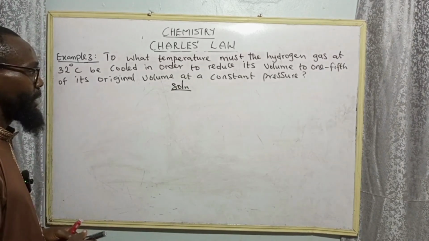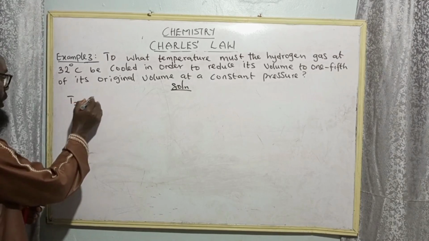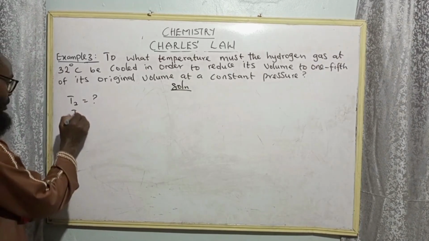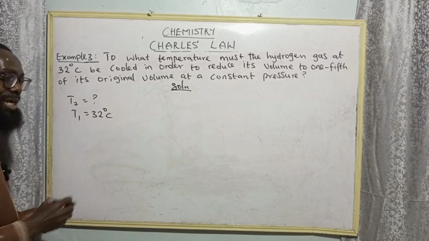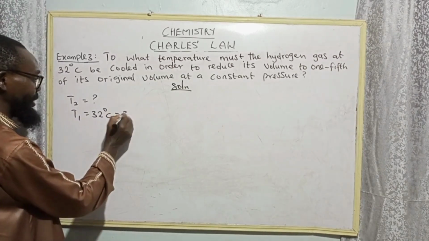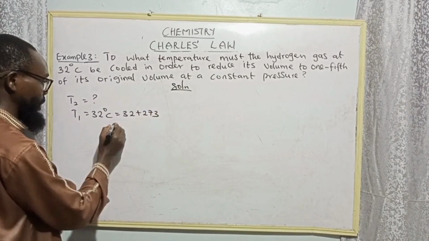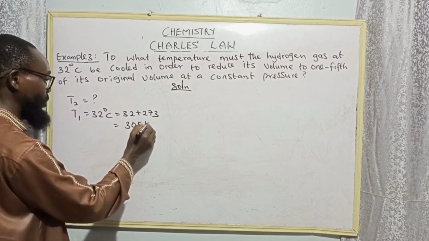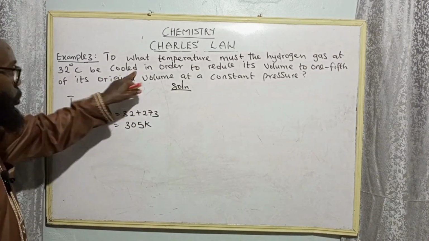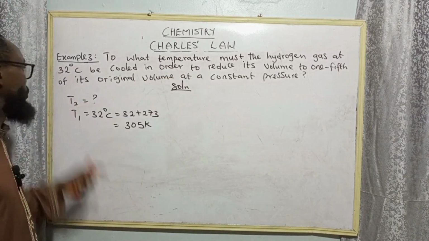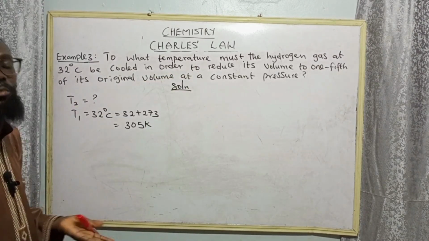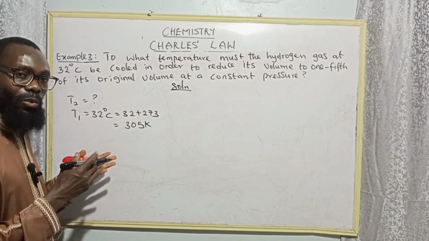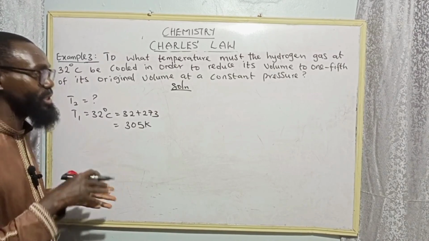So from here, let us now interpret this. To what temperature, that is, our T2 is unknown, must the hydrogen gas at 32 degrees Celsius, T1 is 32 degrees Celsius, which has to be converted into Kelvin by saying 32 plus 273. So we have 305 Kelvin. Be cooled in order to reduce its volume to 1/5 of its original volume. We don't know the original volume, but when the temperature is T2, we are going to reduce the volume to 1/5 of its original volume.